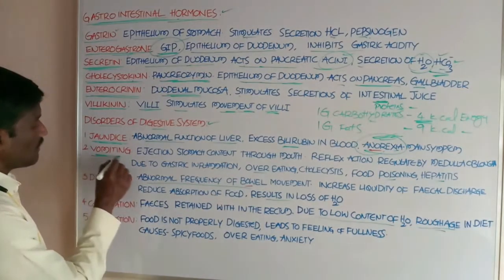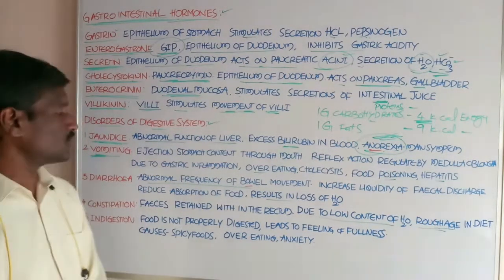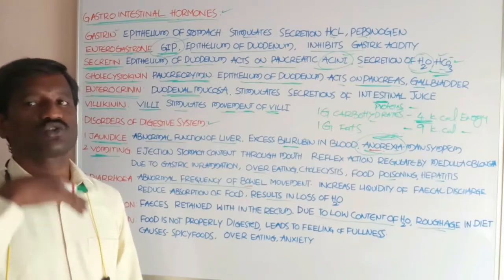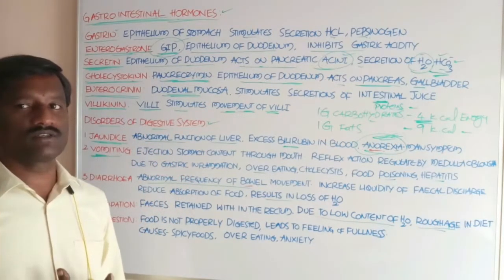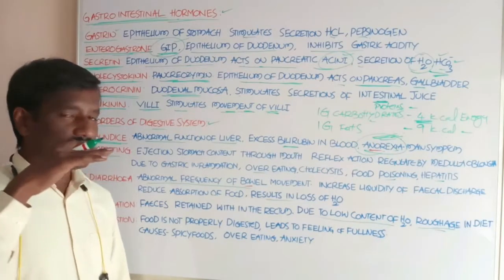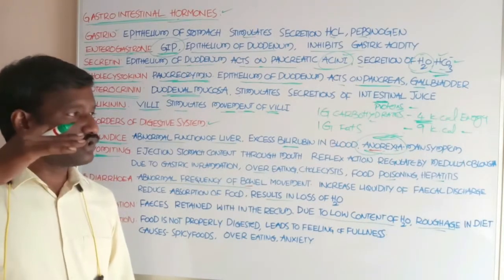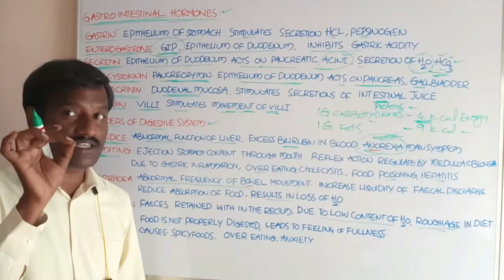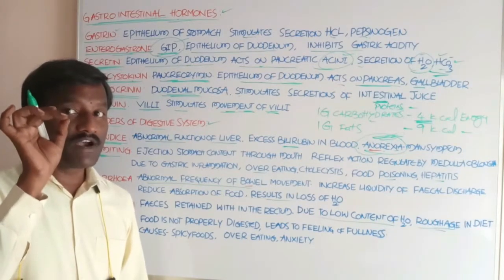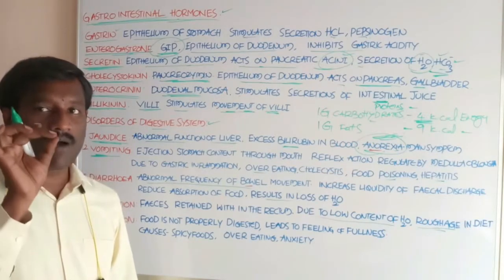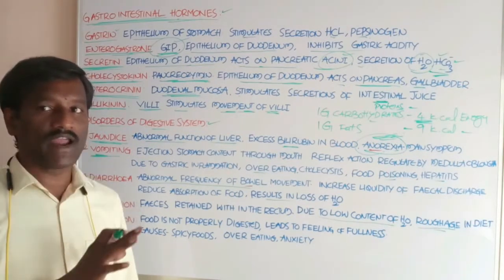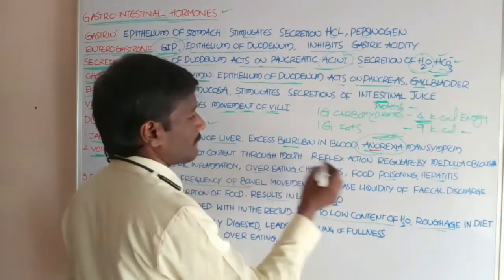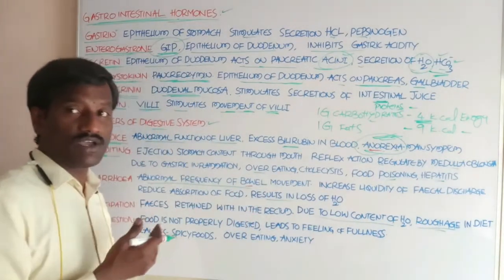And the second one is vomiting. What about vomiting? Ejection of the stomach contents through the mouth is called vomiting. It is an entire reflex action, regulated by the vomiting center, which is present in the medulla oblongata. Medulla oblongata is part of the hindbrain, and it regulates the action of vomiting.